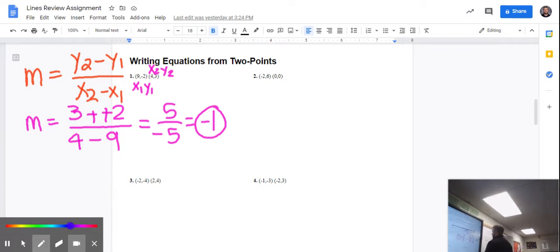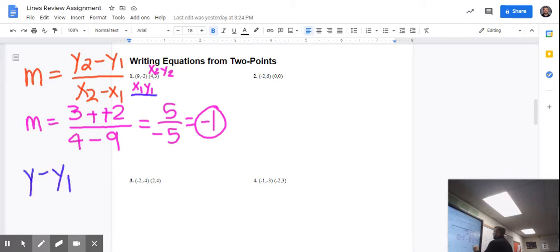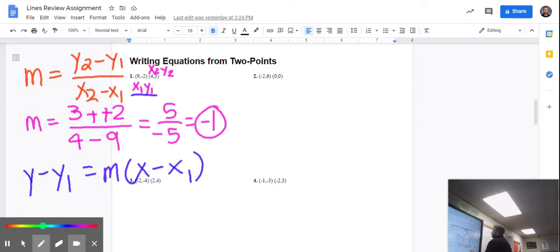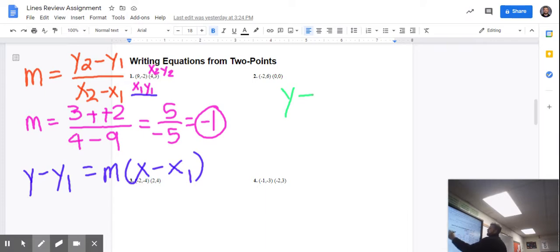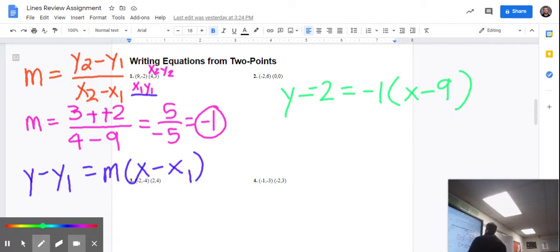So we have our first point, x1, y1, and point slope form is, remember, y minus y1 equals m times the quantity x minus x1. So we can just use that x1, y1 point. So for our problem here, we're going to write y minus y1, which is negative 2, is equal to the slope, which we found to be negative 1, times x minus 9. Which is good. If we want it in point slope form, we're done.